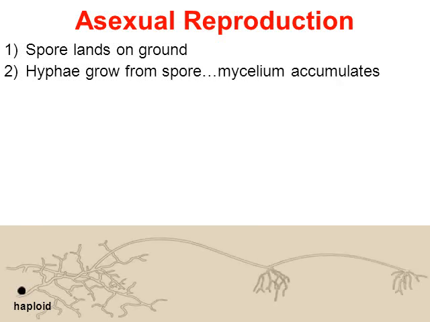The next step, that spore is going to grow a bunch of hyphae, those little branches called hyphae, and the hyphae are going to branch and make more branches and make more branches, and this big, massive collection of hyphae is going to begin to accumulate. Again, we call this big collection of hyphae the mycelium. This is the body of the fungus. And what I want you to know is that all of this is haploid because it grew from the haploid spore. So far the fungus is a haploid organism.